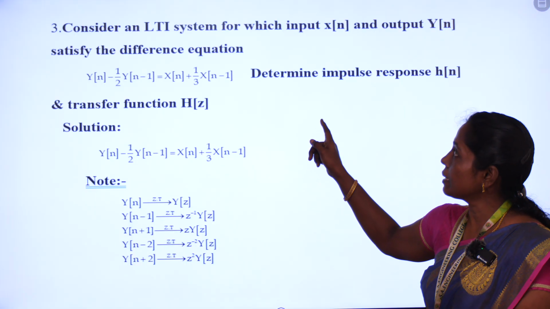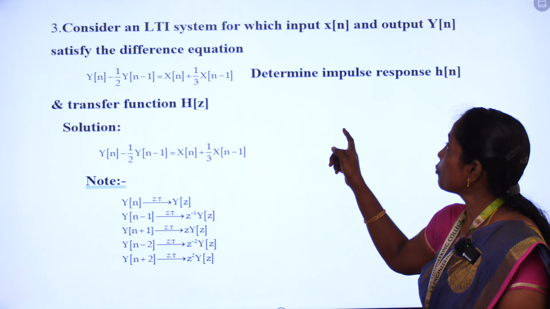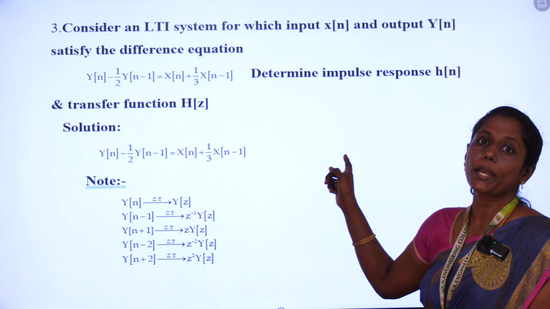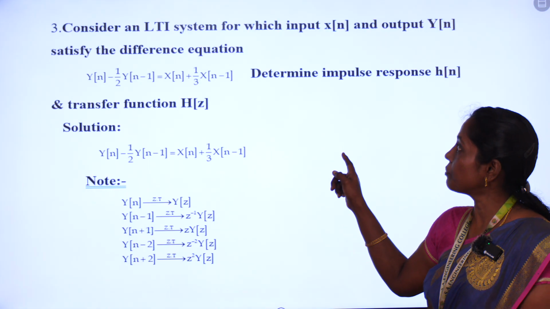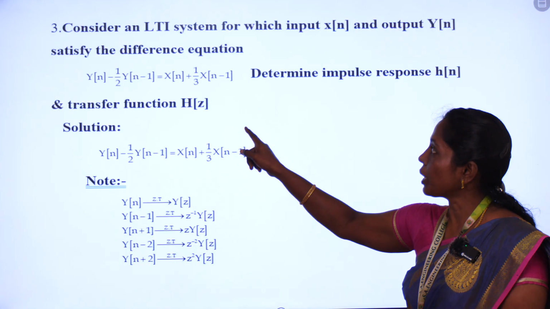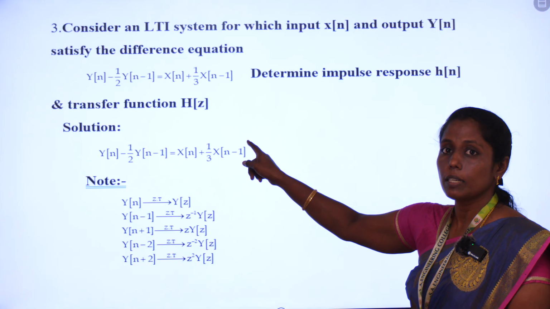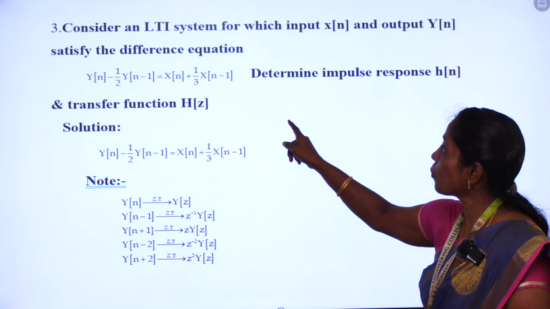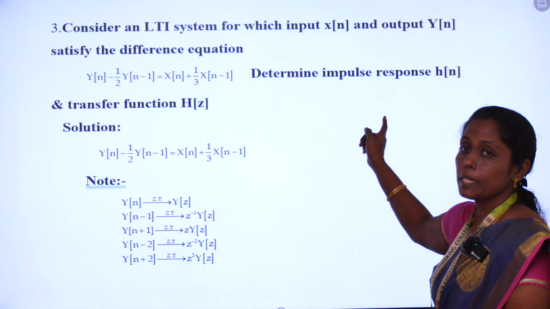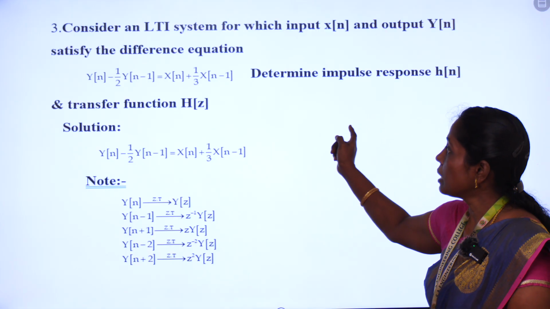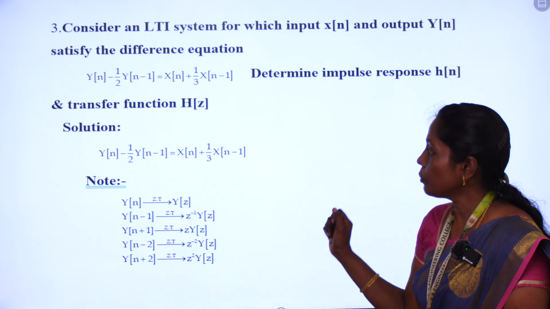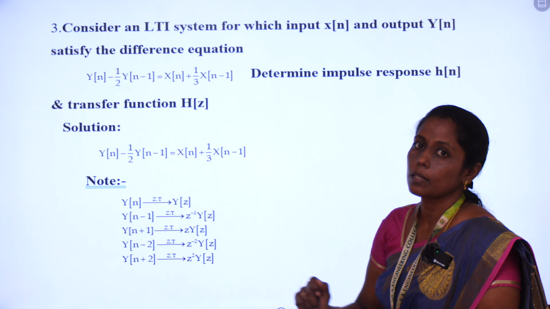Consider a linear time invariant system for which the input x of n and output y of n satisfy this difference equation: y of n minus 1 by 2 y of n minus 1 is equal to x of n plus 1 by 3 x of n minus 1. Determine the impulse response h of n as well as the transfer function h of z. So now let us solve this problem.